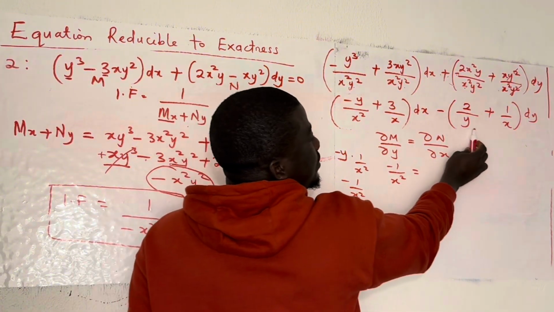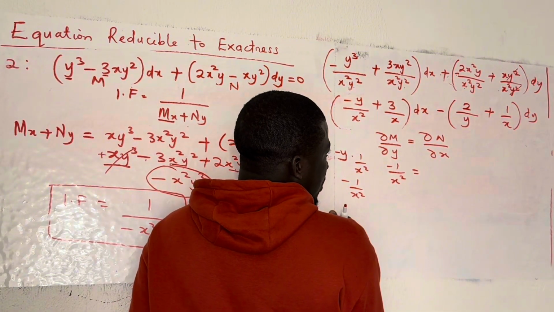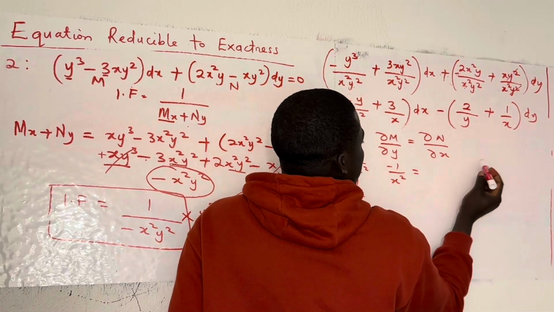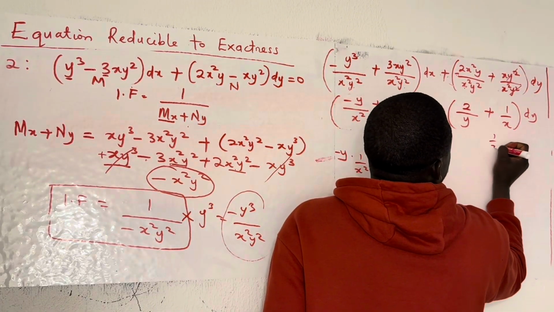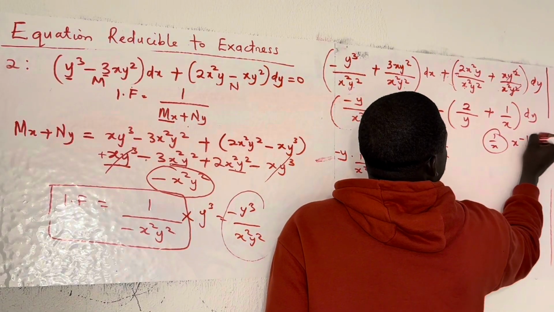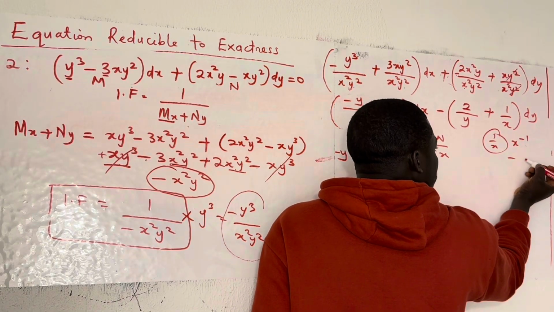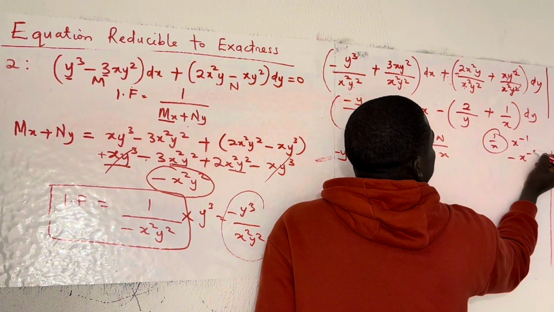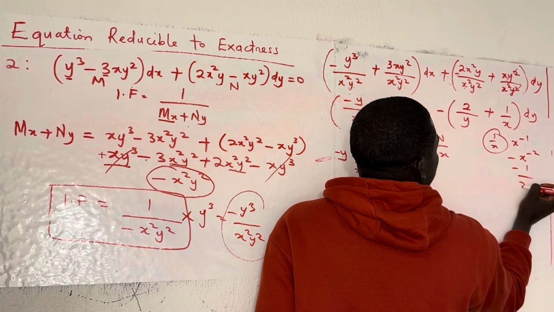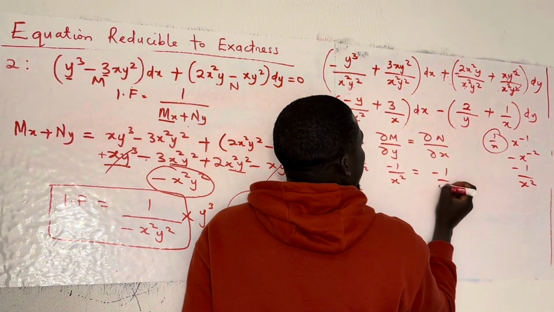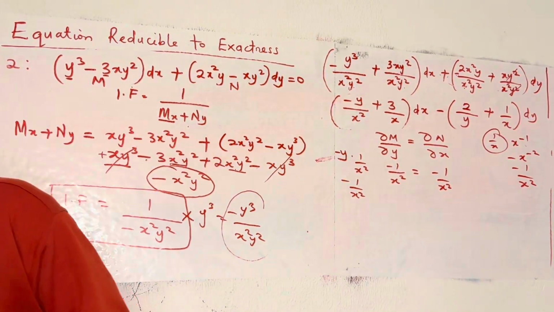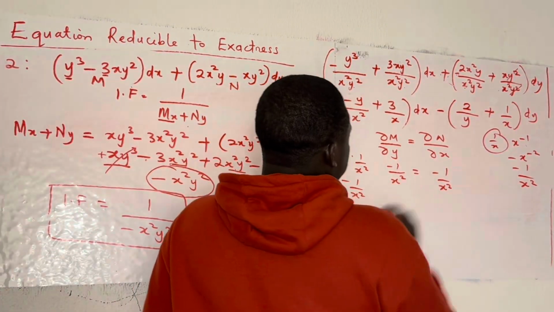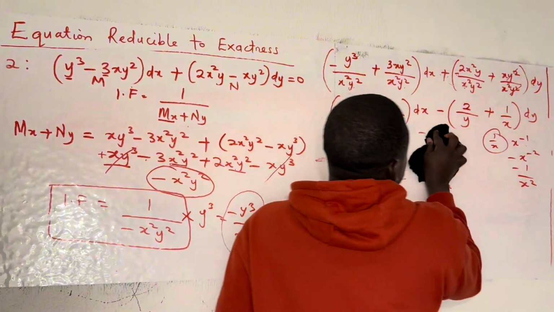Now let's differentiate this with respect to x. So with respect to x here, we have 1 over x. If you differentiate this, you have x raised to power minus 1, right? That will be minus x raised to power minus 2. Minus 1 all over x squared. So the equation is exact. Now, since the equation is exact, then we can get our final answer.